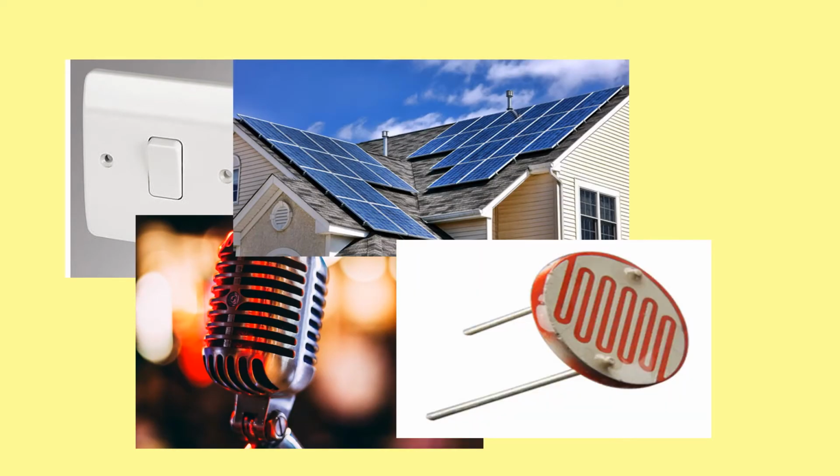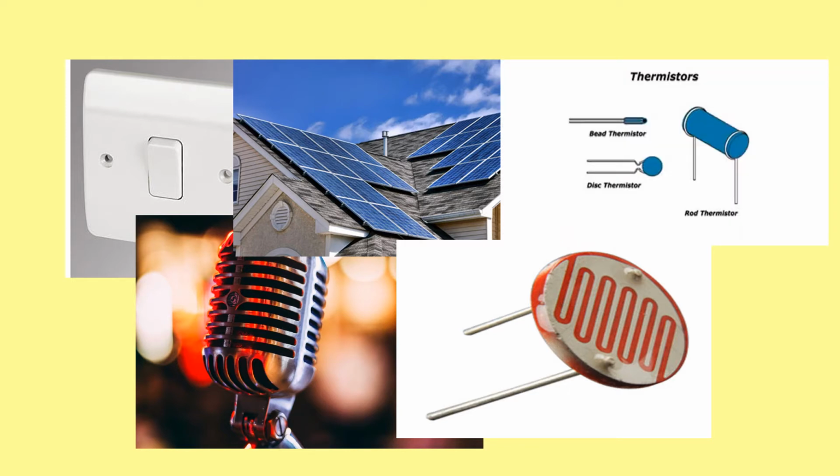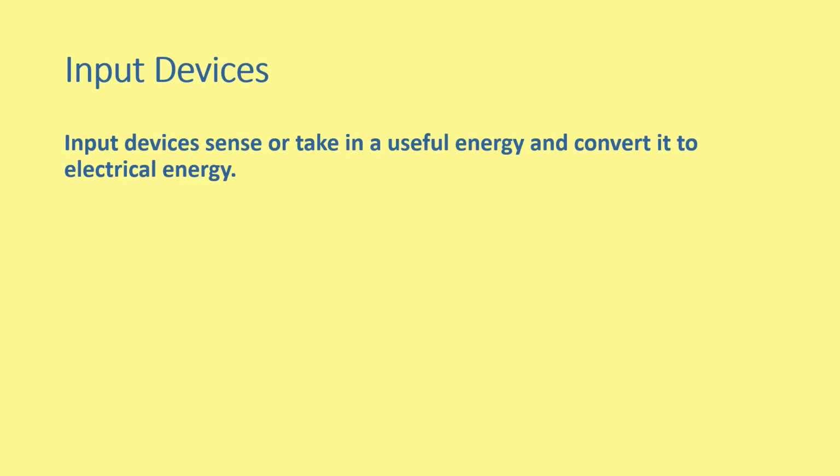These are all examples of input devices: switch, microphone, solar cell, light-dependent resistor, and a thermistor. The input device senses or takes in a useful energy to convert it to electrical energy or an electrical signal, then sent to the process.